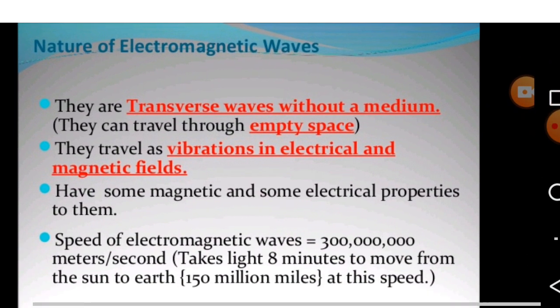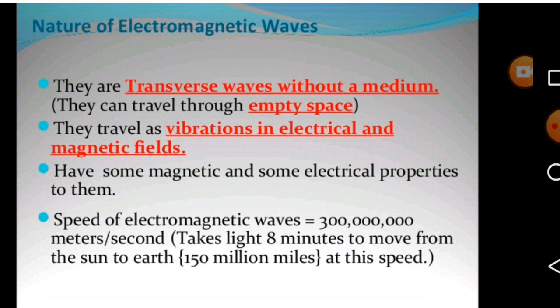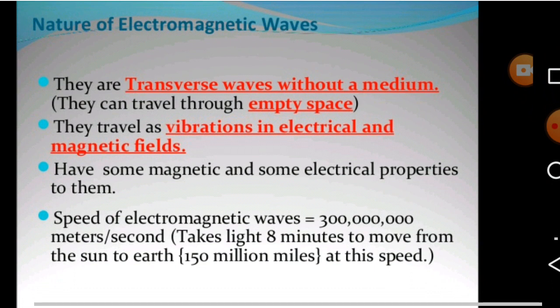So here is some nature of electromagnetic fields or waves. They are transverse waves within a medium. They can travel through empty space. They travel as variations in the electrical and magnetic field, and have some magnetic and some electrical properties. Speed of electromagnetic wave: it takes light 8 minutes to move from the sun to earth, that is 150 million miles at this speed.